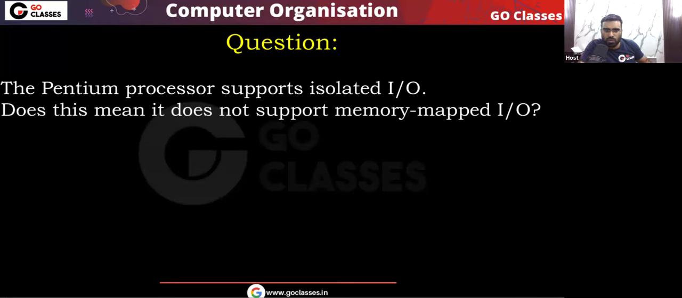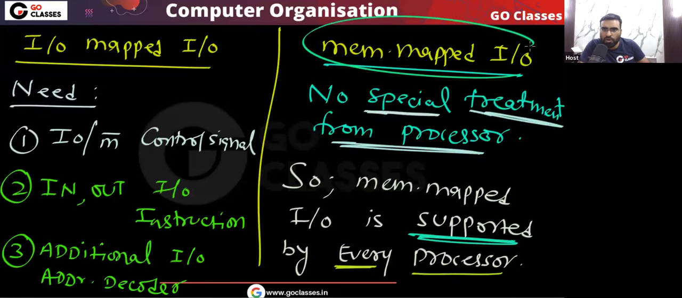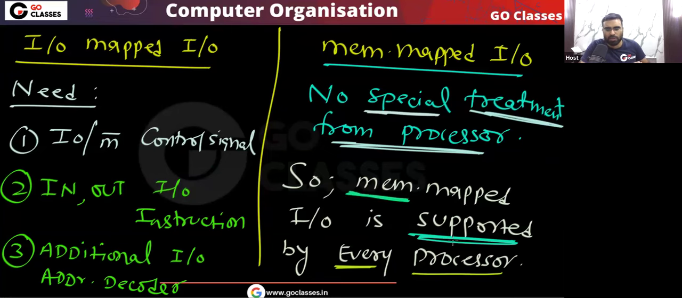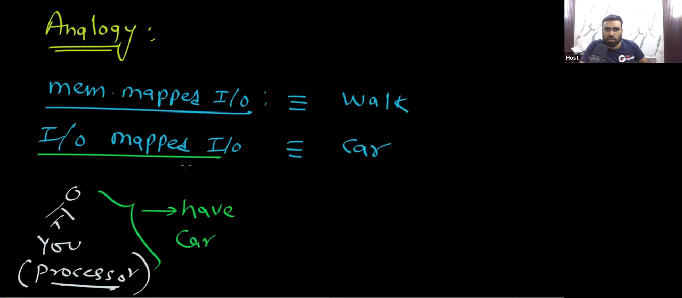The point is this: memory mapped IO needs no special treatment from the processor. In memory mapped IO, you don't need special IO instructions. For IO access, you can use load and store. You don't need any extra address decoder. Yes or no? You don't need any extra control signal. So no special treatment from the processor is needed. That is the reason I can say memory mapped IO is supported by every processor. Is this point clear? If you have a car, does it mean you cannot walk? Of course, if you want, you can walk.